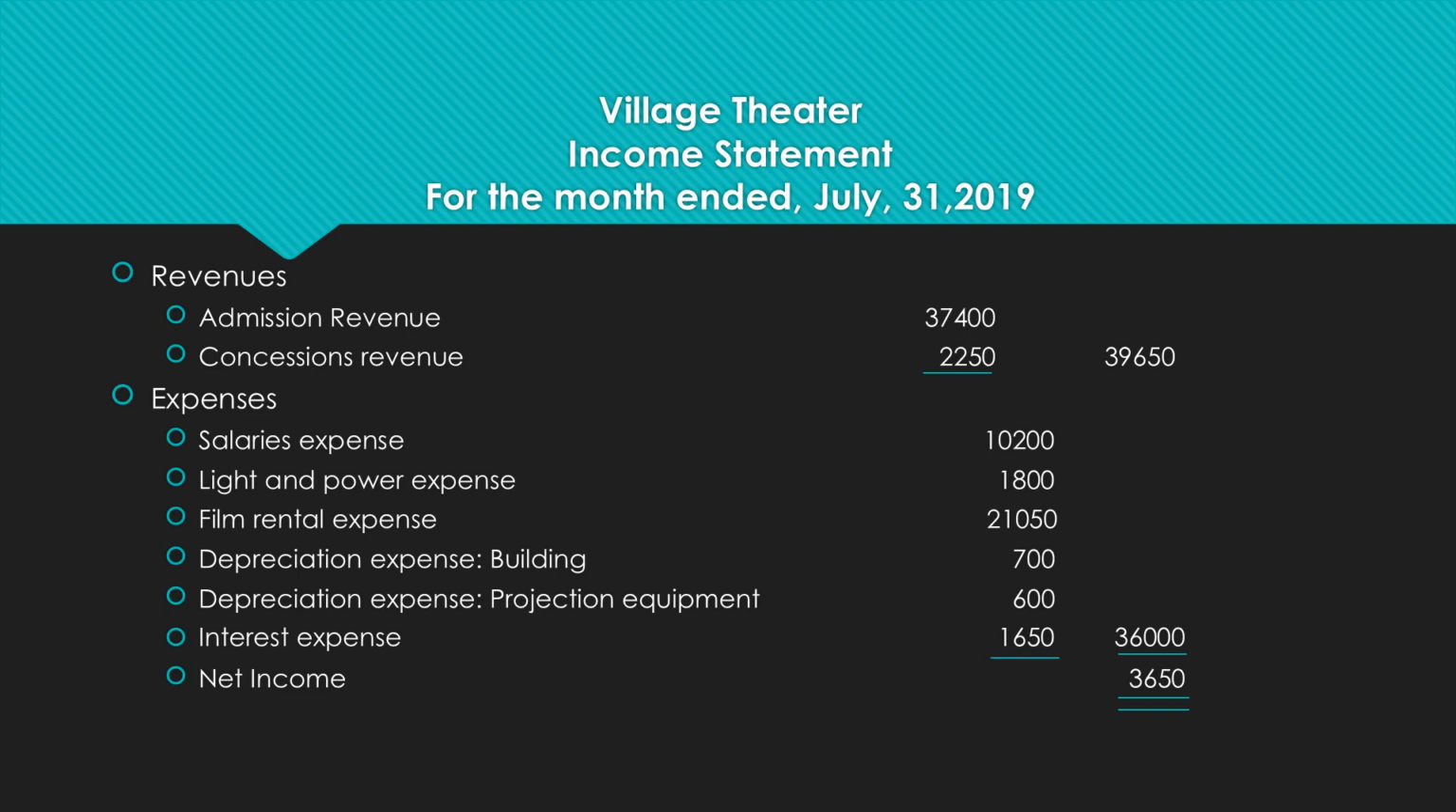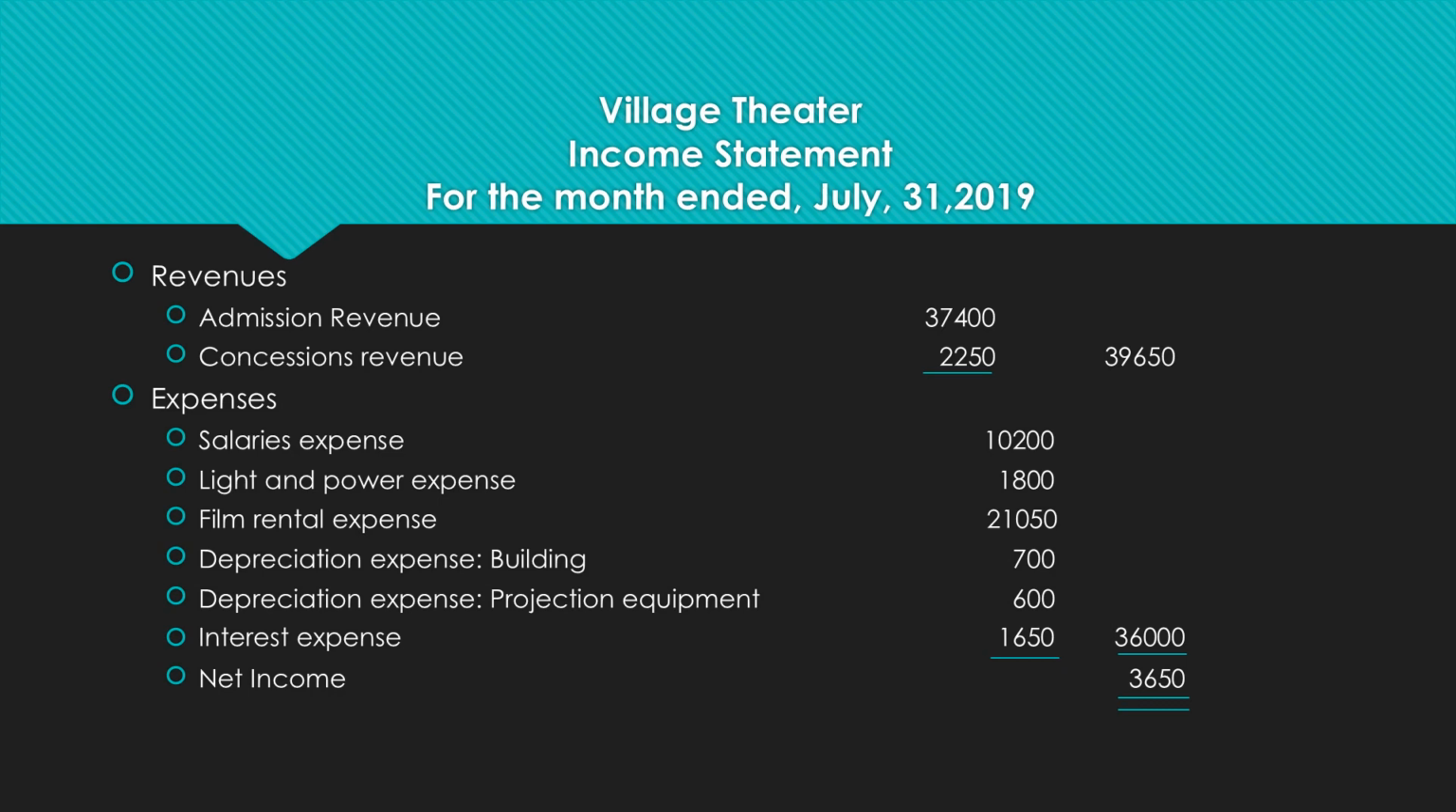Total revenues for the month of July are 39,650. Now we have given all the expenses in the sequence as these were given in the adjusted trial balance. Salaries expense 10,200, light and power expense 1,800, film rental expense 21,050, depreciation expense building 700, depreciation expense projection equipment 600, interest expense 1,650. Total of all these expenses will be 36,000.